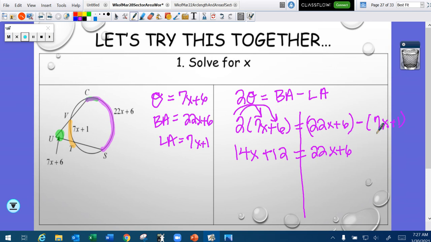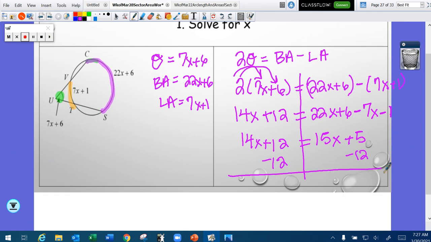There's a negative, which tells me to take the opposite of all the signs inside of the parentheses. So I get negative 7x minus 1. On the right side, I'm going to combine like terms. So 22x minus 7 is 15x, and 6 minus 1 is going to be 5. My variables belong on the left, and my constants belong on the right.